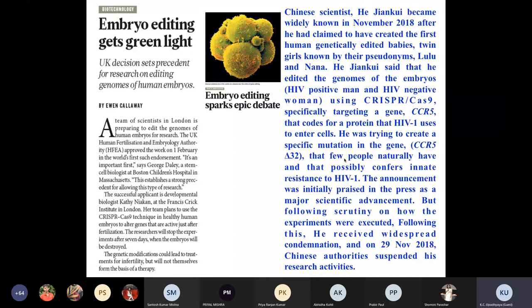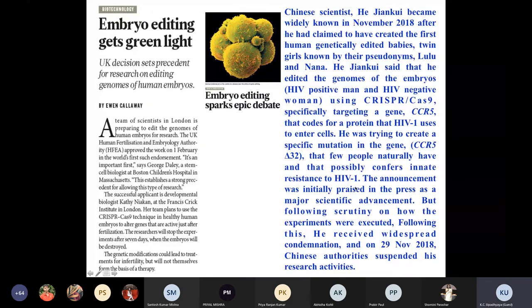He was trying to create a specific mutation in the gene that few people naturally have, which possibly confers innate resistance to HIV. Of course, the announcement was initially praised in the press as a major scientific advancement, but following scrutiny of how the experiments were executed, he received widespread condemnation, and in November Chinese authorities suspended his research. Now, of course, he was jailed for 3 years.